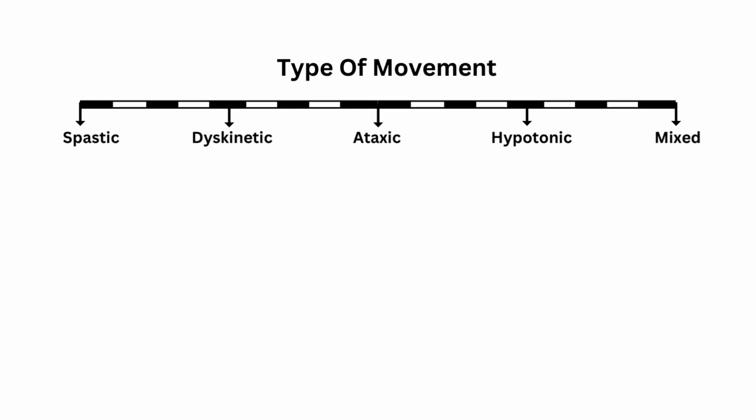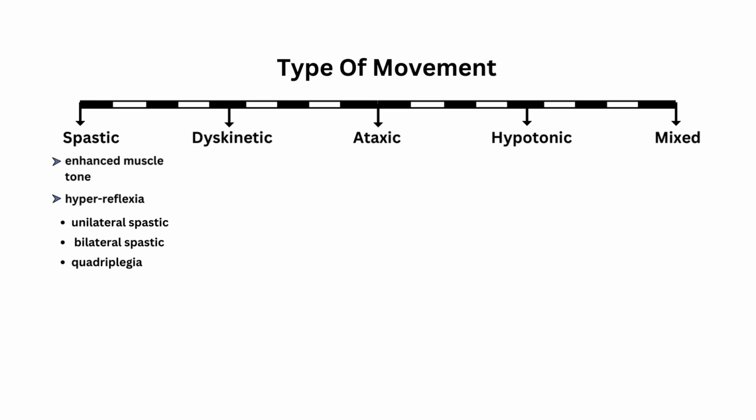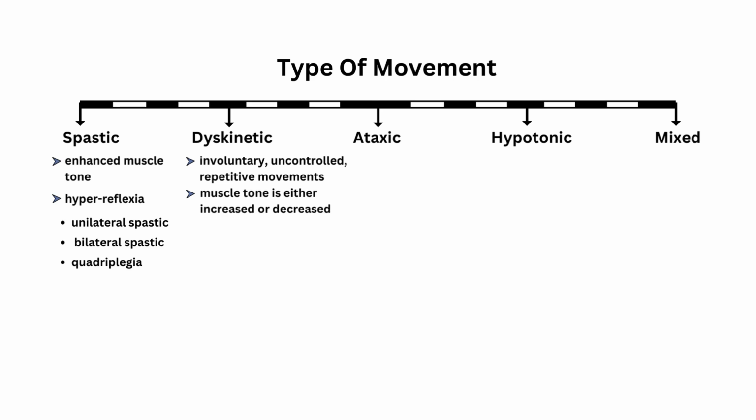In spastic CP, the clinical presentation involves enhanced muscle tone and hyperreflexia. It is split into unilateral spastic, bilateral spastic, and quadriplegia. For dyskinetic CP, patients perform involuntary, uncontrolled repetitive movements. Muscle tone is either increased or decreased and frequently changes over time. It is of two types, dystonic CP and choreoathetotic CP.